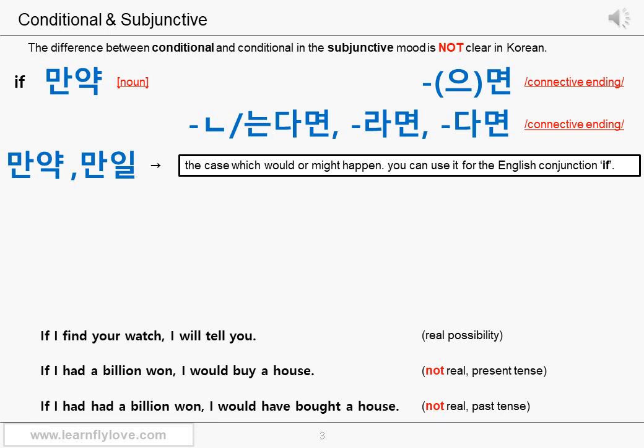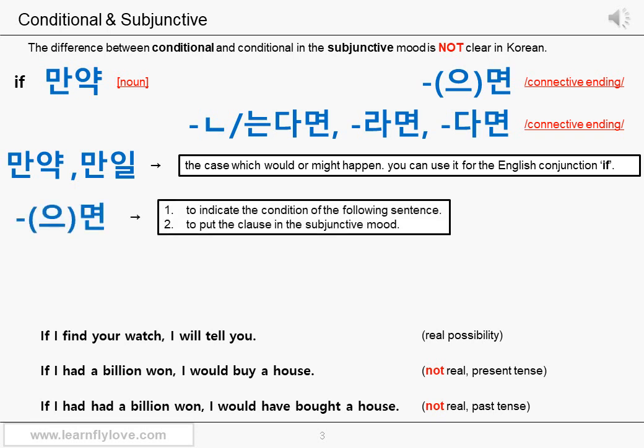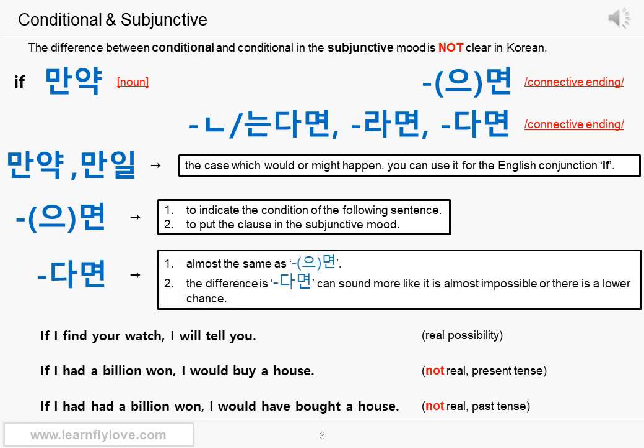You cannot omit this ending when you make a conditional sentence. So now you can see how important this ending thing is in Korean. Then, what is the difference between 으면 and 다면? They are almost the same. 으면 is used in order to indicate the condition of the following sentence, but it can also put the clause in the subjunctive mood. 다면 is almost the same as 으면, but the slight difference is that it can sound more like it is almost impossible, or there's a lower chance.